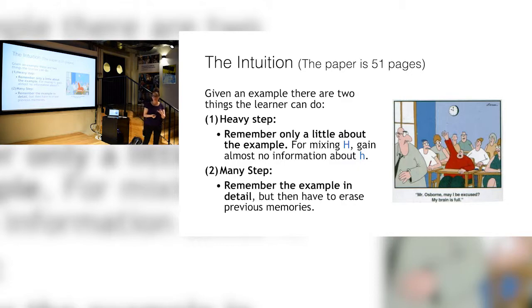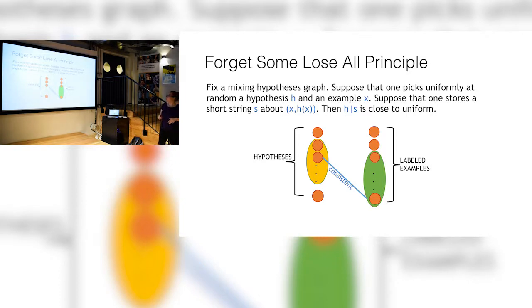So what can we do about it? How can we show that the certainty will not increase by much in this case? Let's just focus on the first case, where we don't really remember the example in detail. For classes that are mixing, classes that are close to being random, there is a principle, forget some, lose all, which basically means that if you just remember a small amount of knowledge about the example, then you didn't learn a lot.